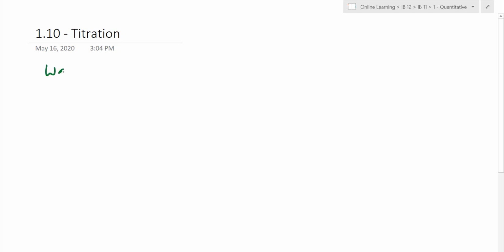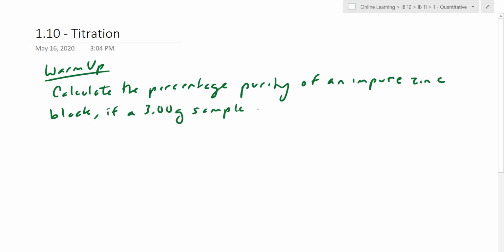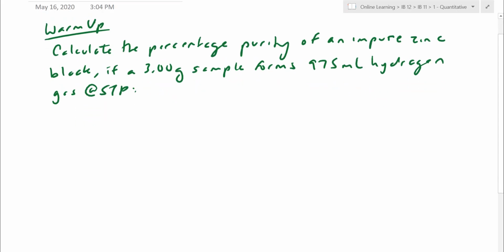So just as a warm-up here, this question we worded here: calculate the percent purity of an impure zinc block if a 3-gram sample forms 975 milliliters of hydrogen gas at STP. And I'll give you a corresponding equation here.